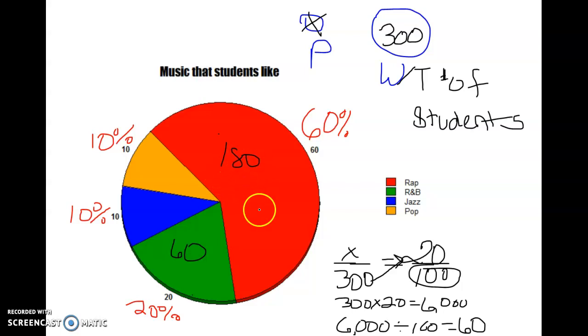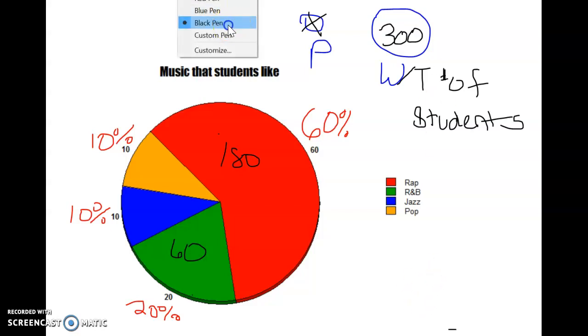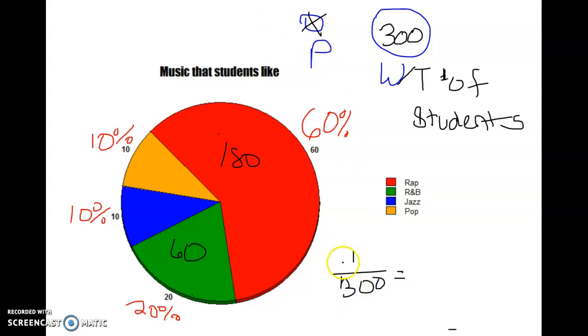So now I have 180 students that like rap music, 60 students that like R&B music. So now let's look at, now notice jazz and pop are equal. Those percent amounts are both 10%. So whatever I get for one of them is going to be the same for the other because they were both 10%. So 10 out of 100. Again, notice my whole is still 300 because again, I surveyed 300 students. So 300 times 10.